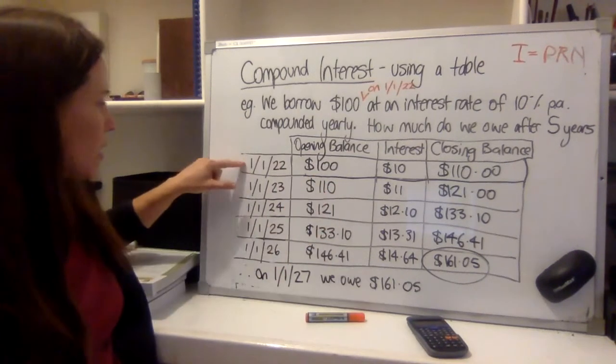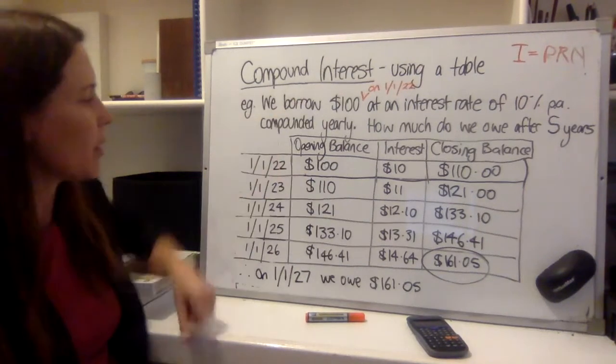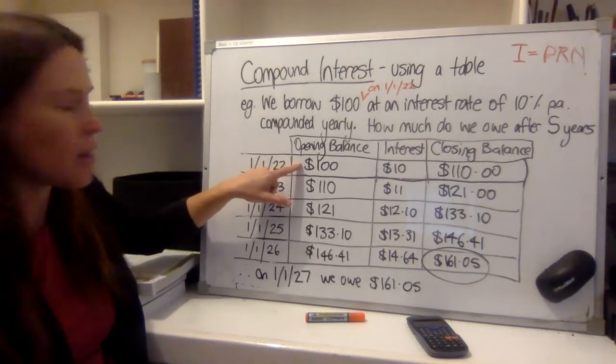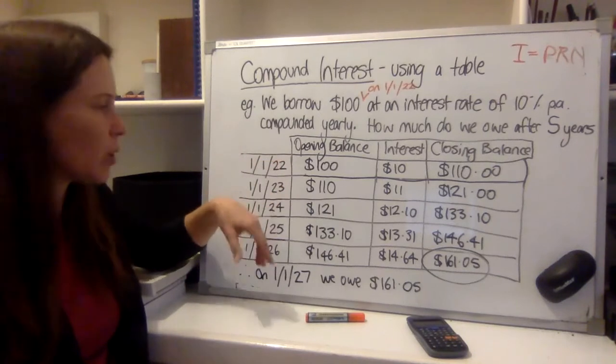So the table starts on the 1st of the 1st, 22. That's the first date that we borrow that $100. And the opening balance is 100. Now, this is the amount that we owe. So it's not money we have in the bank. It's the amount that we owe somebody.